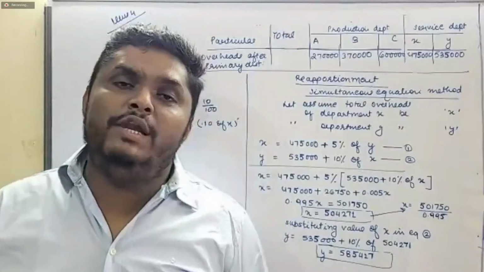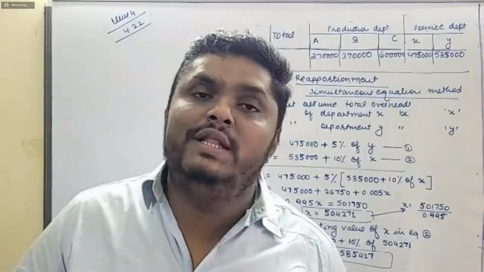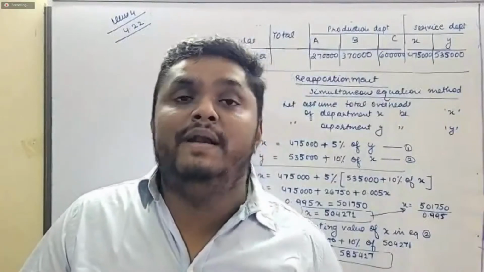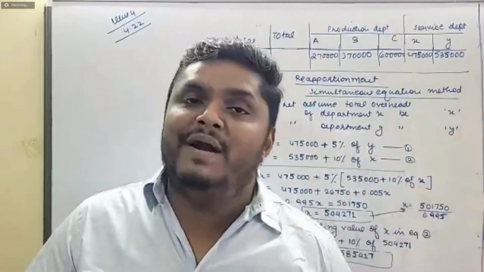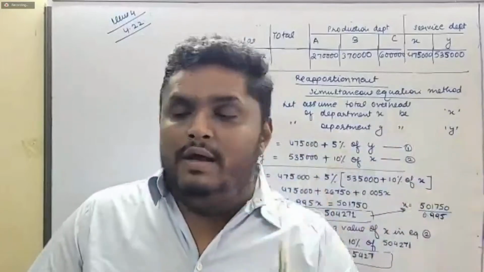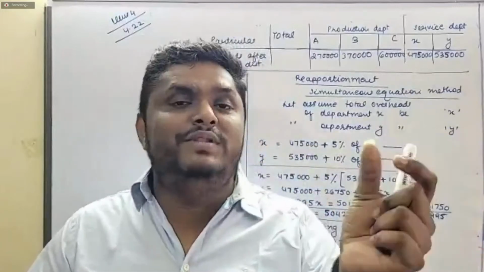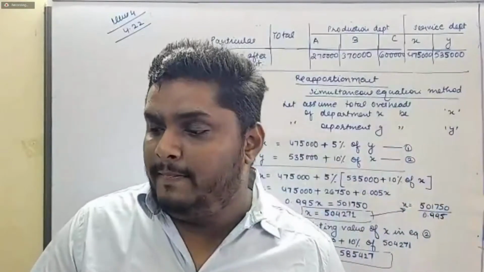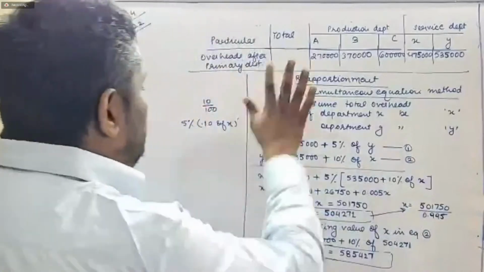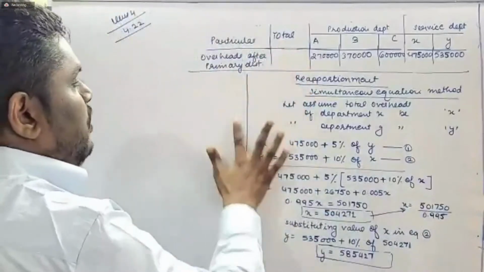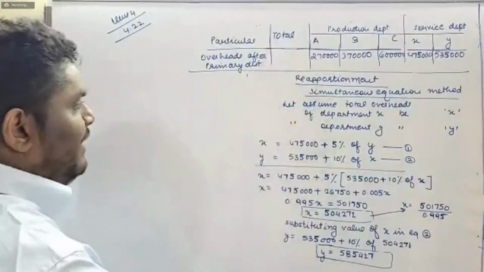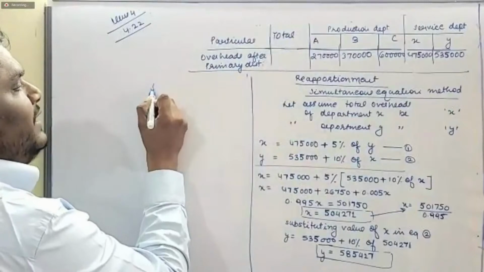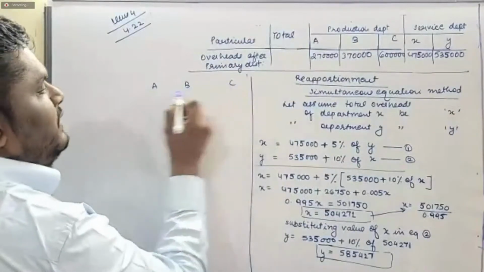We are not overvaluing the overheads. We are simply calculating the total overheads of the service department that is to be distributed to the production department. We are not overvaluing. Once I distribute these overheads among the various production departments, you will understand. So now we have got the total overheads of X and Y. So now let's distribute the overheads of X and Y among the three production departments, that is A, B, and C.